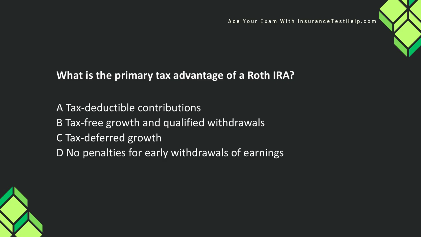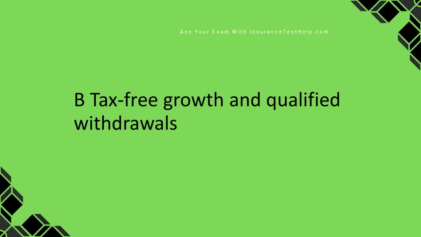What is the primary tax advantage of a Roth IRA? A, tax-deductible contributions. B, tax-free growth and qualified withdrawals. C, tax-deferred growth. Or D, no penalties for early withdrawals of earnings.